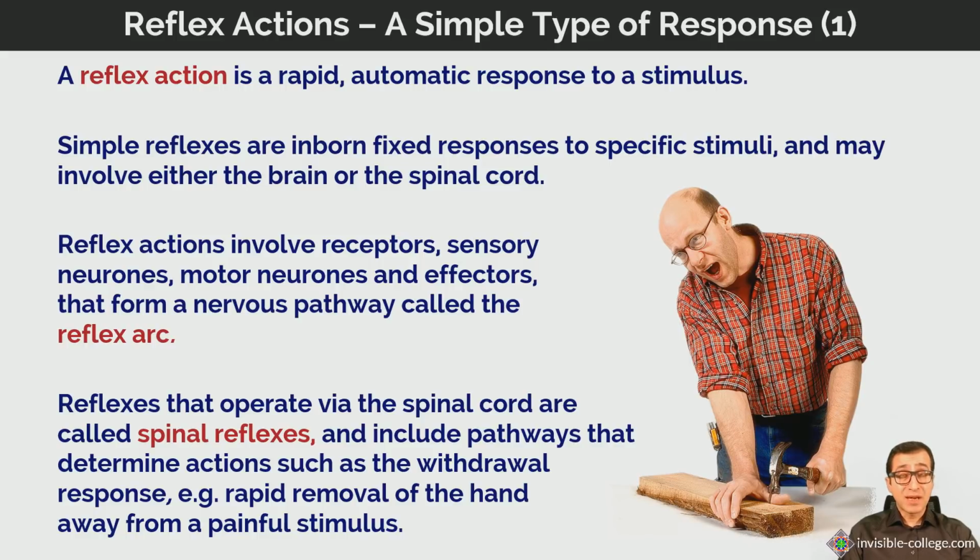Now, reflexes that operate via the spinal cord and don't involve the brain are called spinal reflexes, and these include pathways that determine actions such as the withdrawal response. So we see here somebody who's just accidentally hammered onto their thumb. The action whereby this person immediately withdraws their hand is an immediate, automatic, unconscious response. It doesn't require thought. It all happens at the level of the spinal cord. So this would be an example of a spinal response or a spinal reflex. Now, spinal reflexes are almost all protective reflexes.